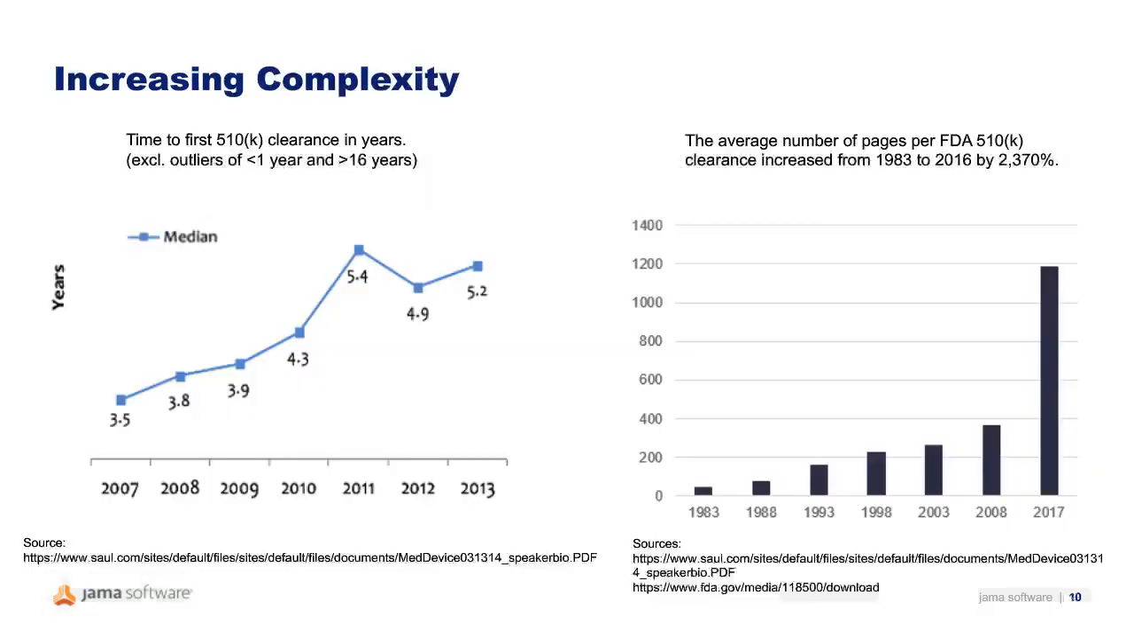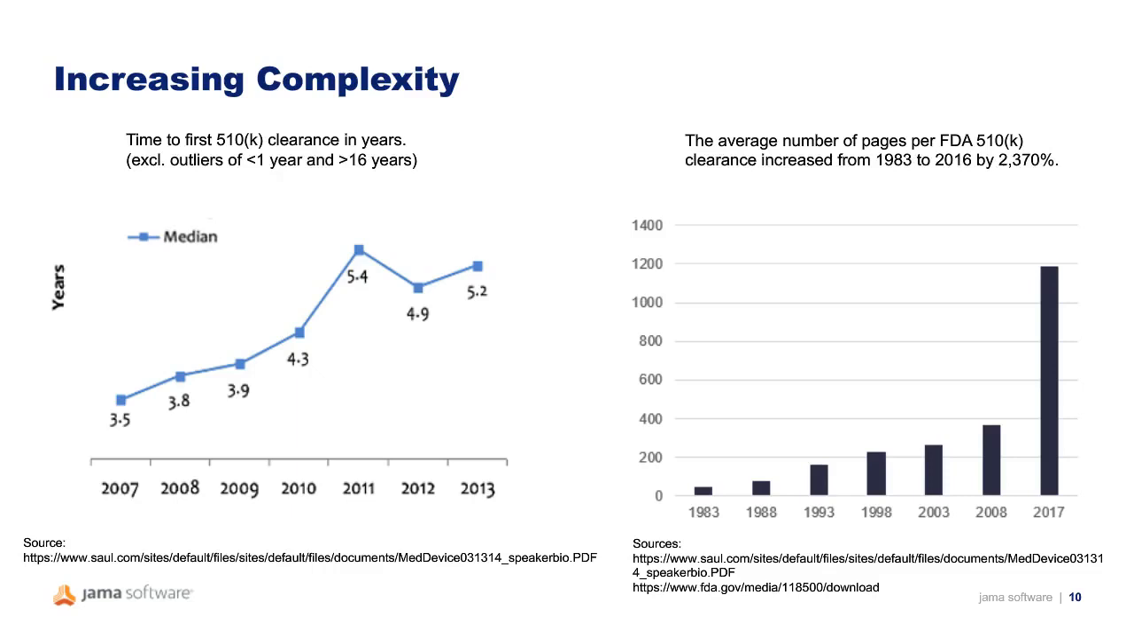And the complexity I mentioned is real. To take just a couple examples, here you can see the median number of years to reach the initial 510K clearance has increased from 3.5 years to just over 5 years, and that's between 2007 and 2013. And if that's not sign enough of increase in complexity, look to the increase in the number of pages in a 510K submission from 1983 to 2017. That is over a 2,000% increase.